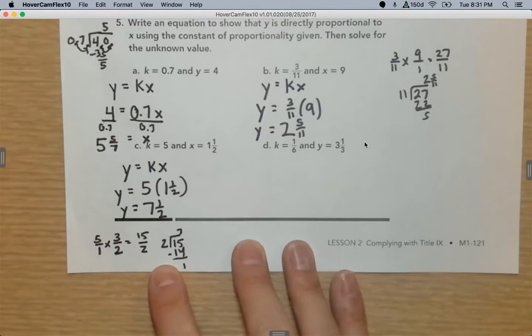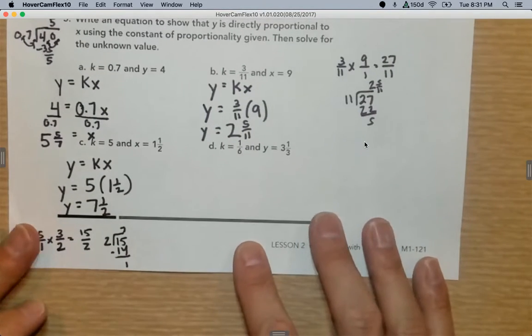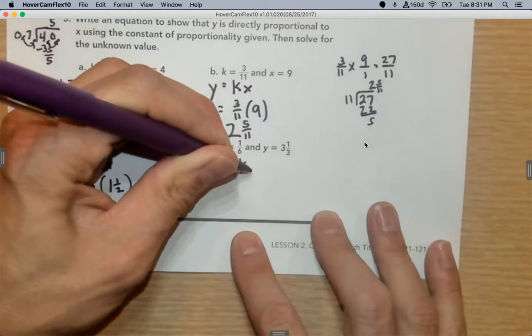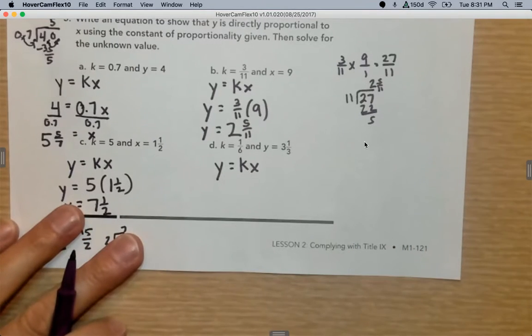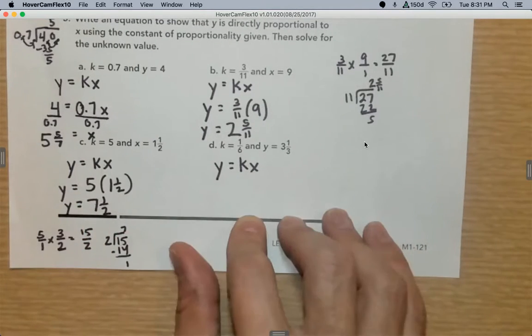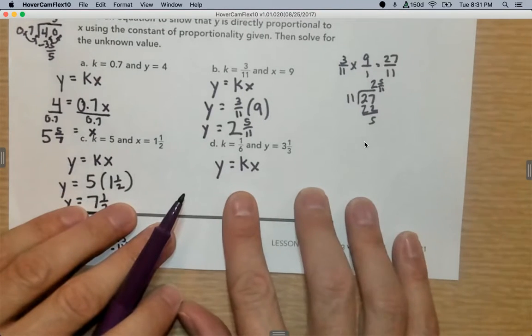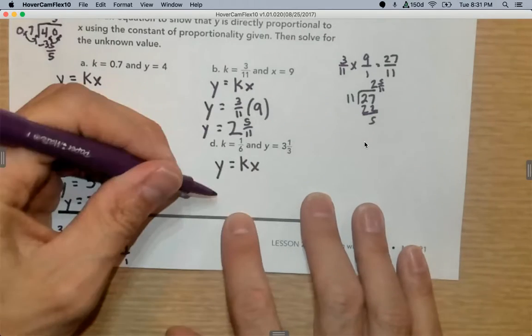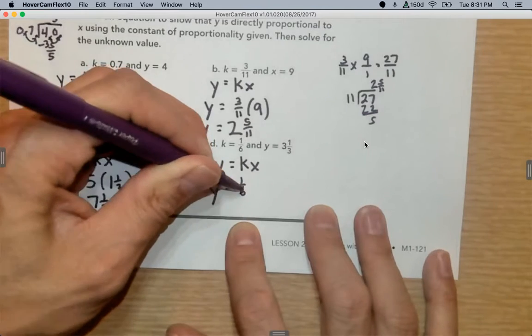Last, but certainly not least, y is equal to k times x. Getting that formula, that equation stuck in our head, so we know that is how we write the equations normally for our proportional relationships. Then y is going to be equal to 1/6 times 3 and 1/3.